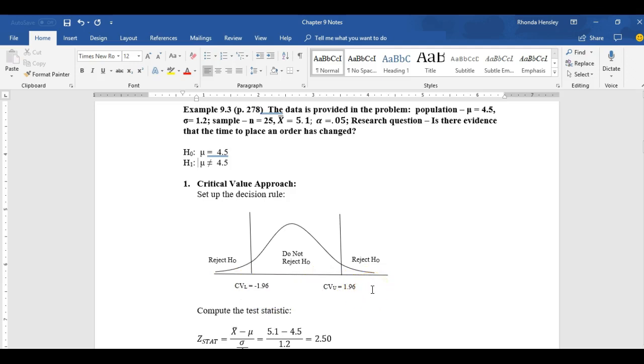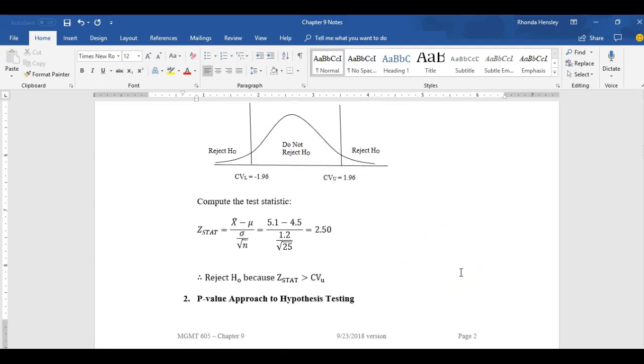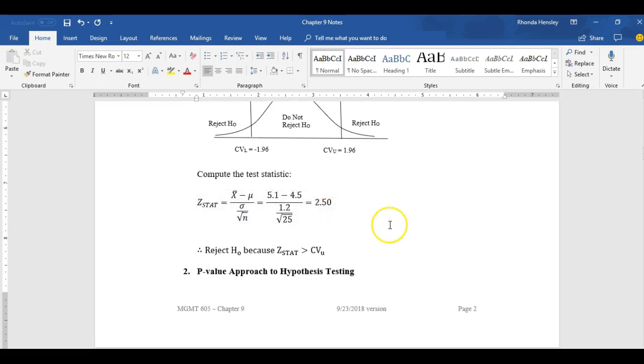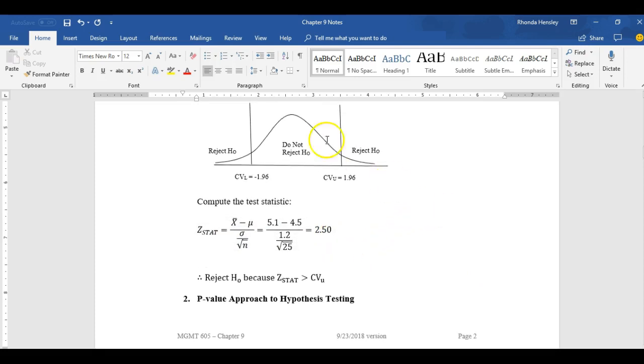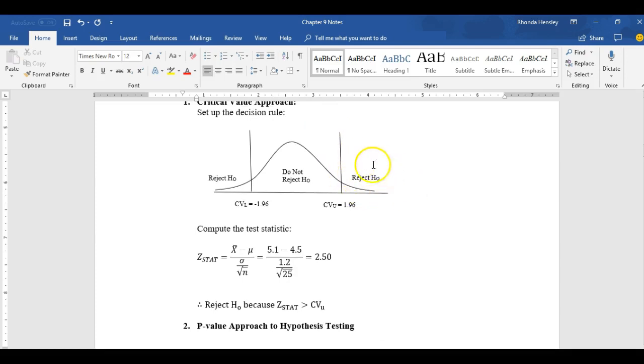Anytime you get more extreme than these critical values, you're in the reject H0 region. If you're in between them, you're in the do not reject H0. So we compute our test statistic using our sample data and come up with a test statistic of 2.50. That 2.50 is out here in this right reject region on the upper side, and we write our statistical decision as reject H0 because our test statistic is greater than our upper critical value.